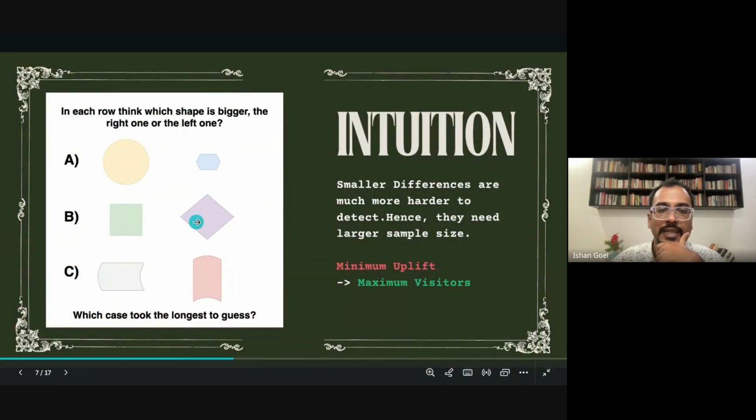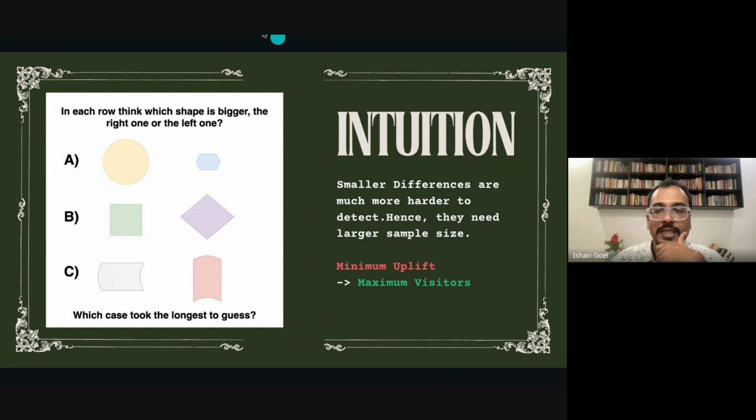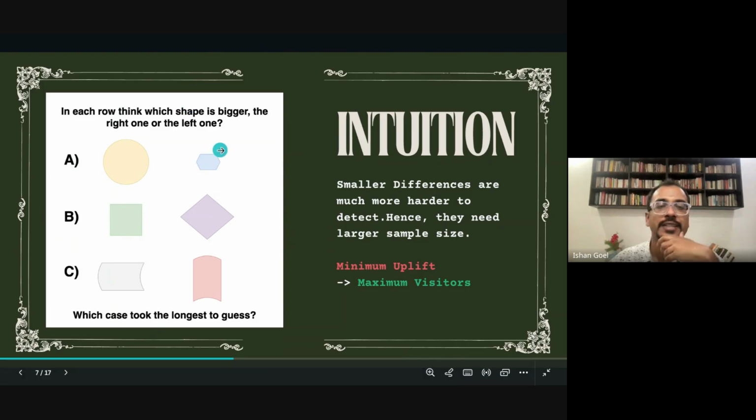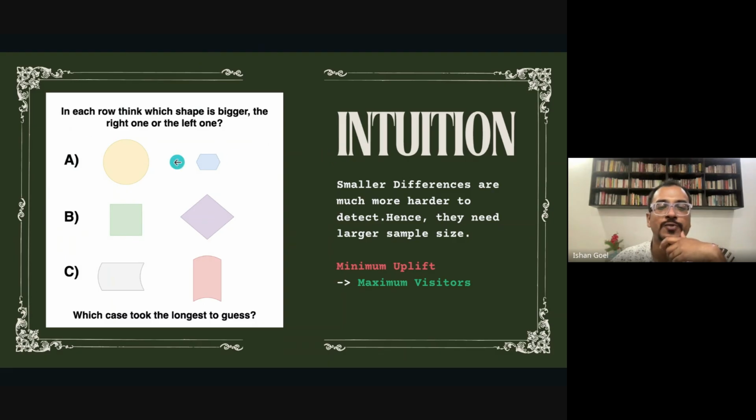What I really like to show people is this: people generally ask why a smaller uplift requires more visitors in a test, and this is counterintuitive to a lot of experimenters when they start off. I like to show them this picture, and then it becomes immediately clear. The question in this picture is, we have three rows: A, B, and C. My question to you for each row is, which of the shapes, the right one or the left one, is the bigger one? You can take 2 minutes to think through this. I don't think it'll take very long for you to get the idea.